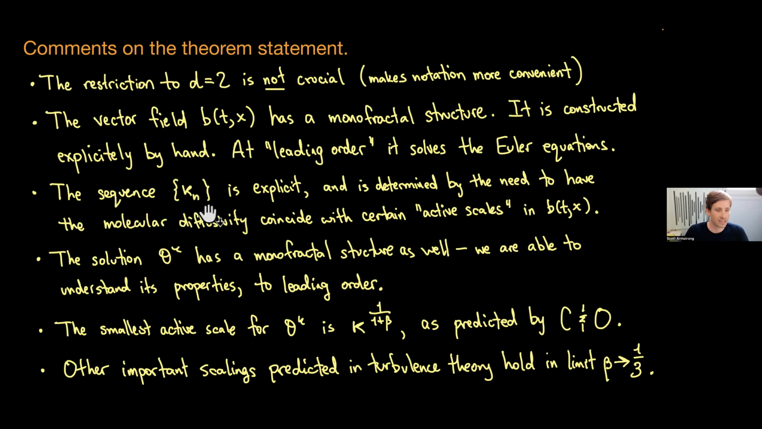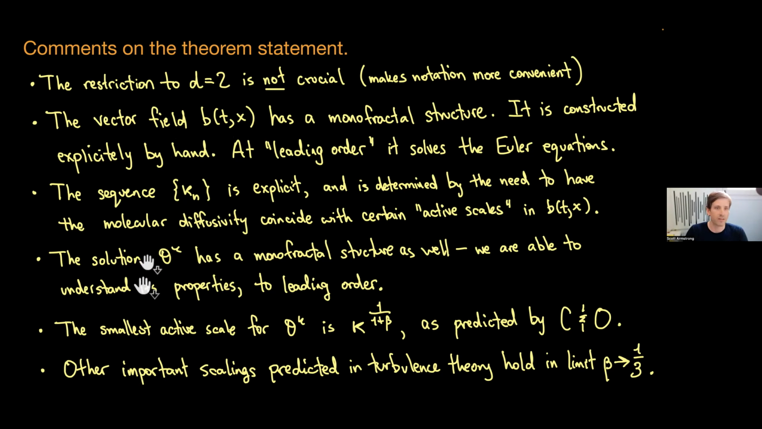The reason that we have a specific sequence and not just any sequence of kappas going to 0 is because when we build the active scales into our vector field, we need to make the scales separate more and more as you go down. The kappas have to be adapted to that sequence. Each kappa basically corresponds to an active scale in the vector field. If you choose a kappa that's between two scales in the vector field, then we don't know what happens. I'll try to explain that.